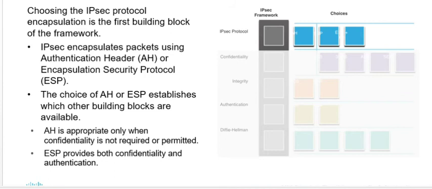Choosing the IPsec protocol encapsulation is the first building block of our framework. So this determines the authentication header, AH, or the encapsulation protocol, ESP. The choice of AH or ESP establishes which other building blocks will be available. So AH is appropriate only when confidentiality is not required or permitted. ESP provides both confidentiality and authentication.